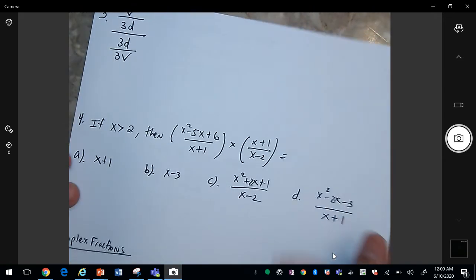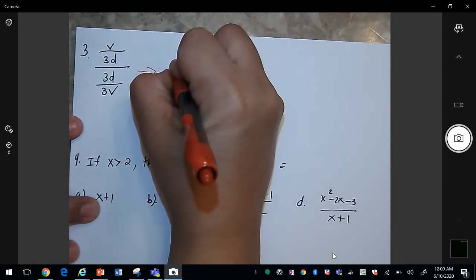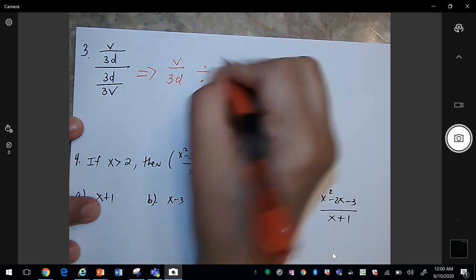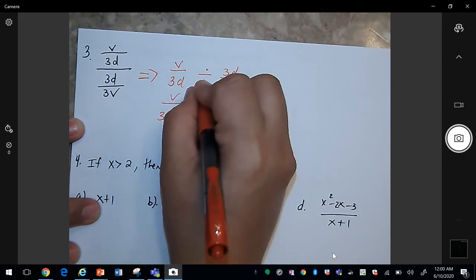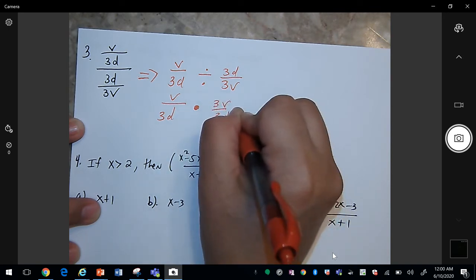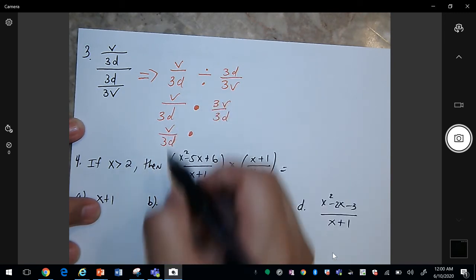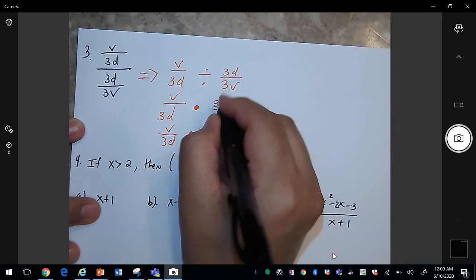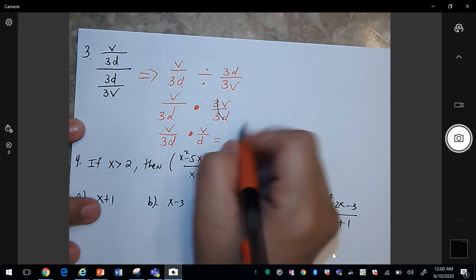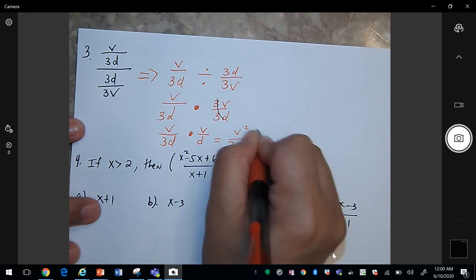Here we can rewrite this problem as v divided by 3d, divided by 3d divided by 3v. So now I can change this to multiplication if I use the reciprocal. Since I'm multiplying, then I can keep simplifying. 3 divided by 3 is 1. So I'm left with v divided by d, multiply across. v times v is v squared divided by 3d squared.